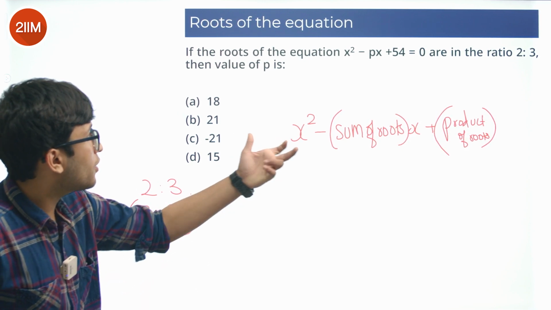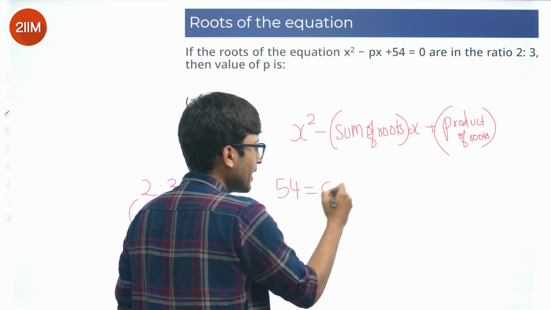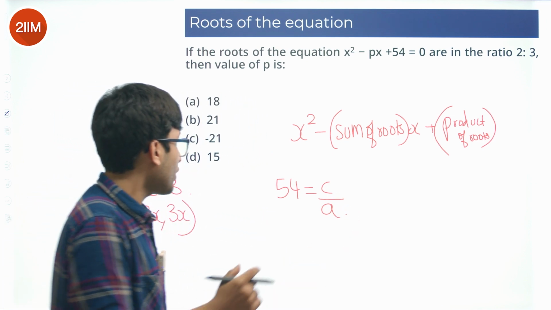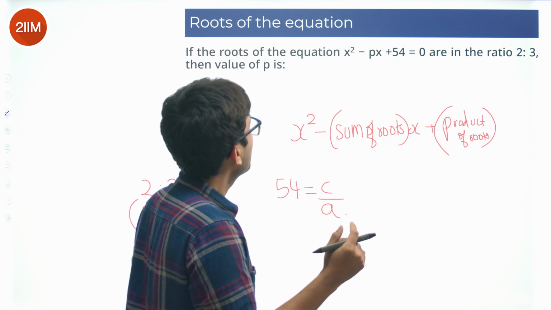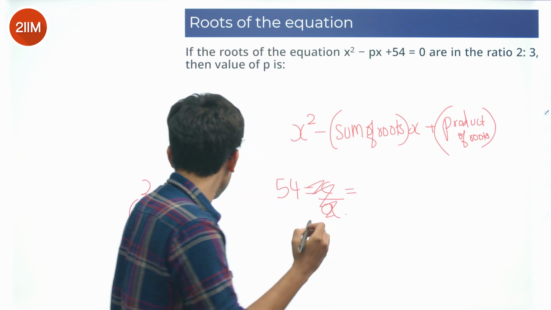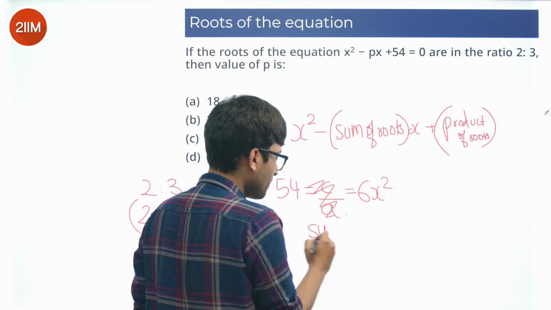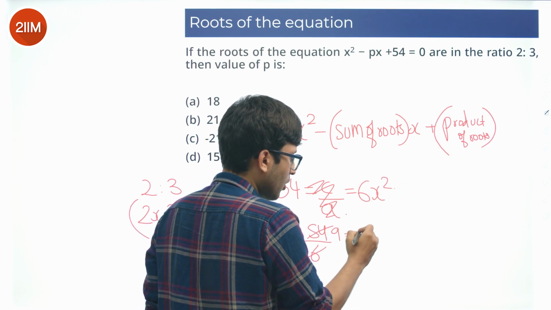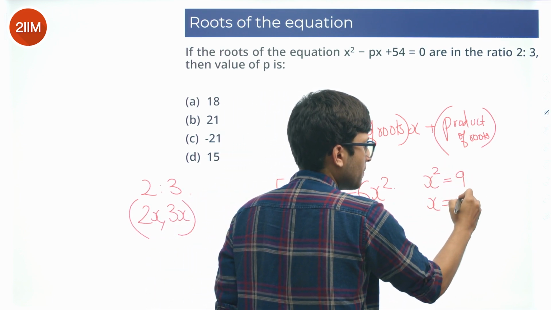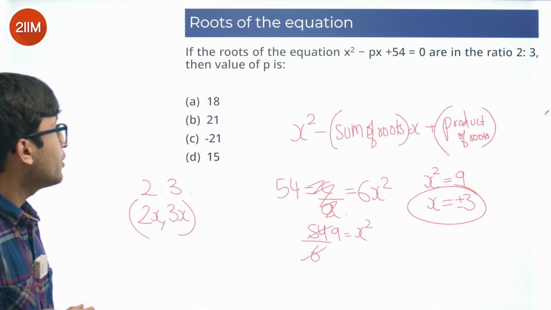So first of all, the product of the roots, which is 54. 54 will be equal to my c by a. The value of c by a will be equal to 54. Or what I can say is 54 is c by a, which is also equal to 2x into 3x, which is equal to 6x square. So 54 by 6, this is equal to 9, or I can say x square is equal to 9, or x is equal to plus or minus 3. This is the first thing which I know. Let's continue. I have to find out the value of p.